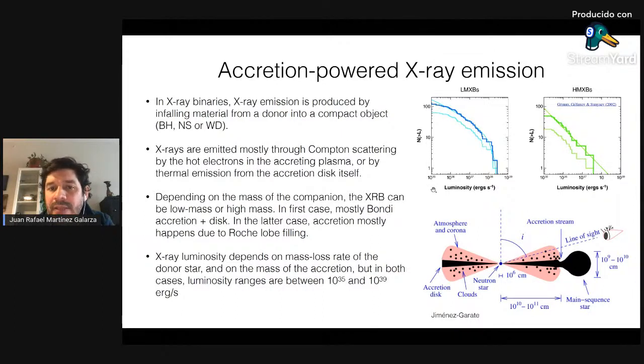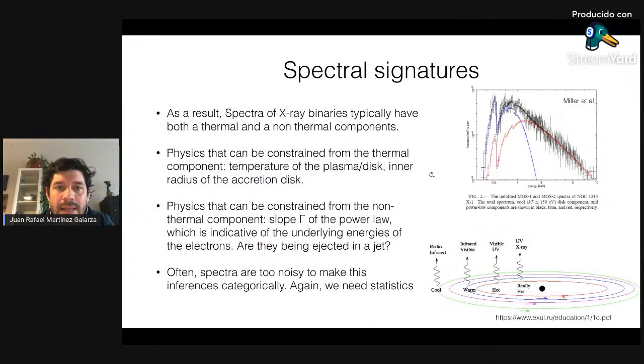But what we know is that typically the range of luminosities of these objects goes from about 10 to the 35 ergs per second to 10 to the 39 ergs per second. That's the typical range of luminosities that you would expect from this kind of object in the galaxy and outside of our galaxy.